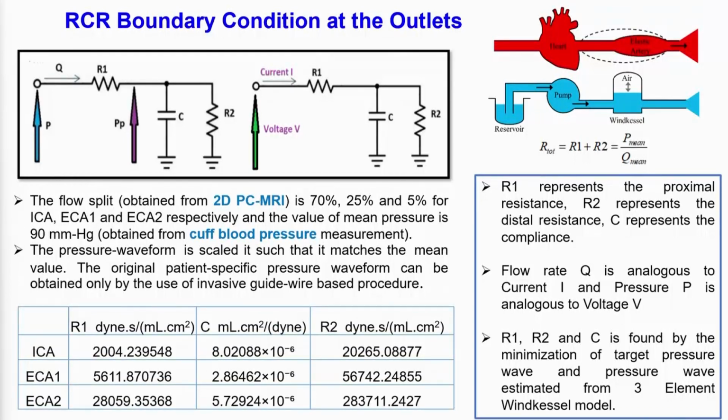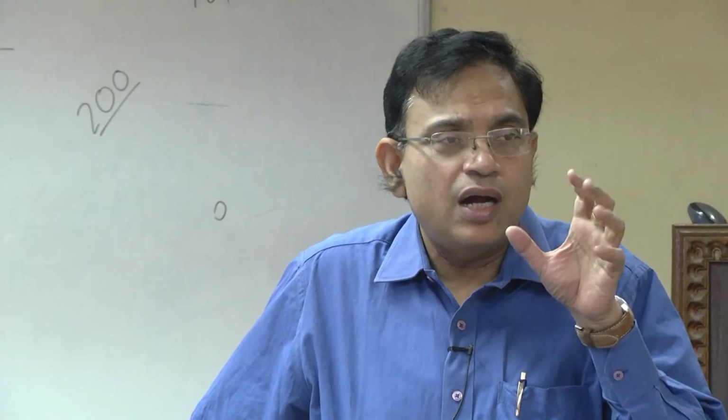Physically R1 represents the proximal resistance, proximal meaning close, and R2 is the distal resistance, and C the compliance, which is like the capacitance. So, R1, R2 and C are found by minimization of the target pressure wave and the pressure wave estimated from this. So, how do you find this out? These are all artificial parameters.